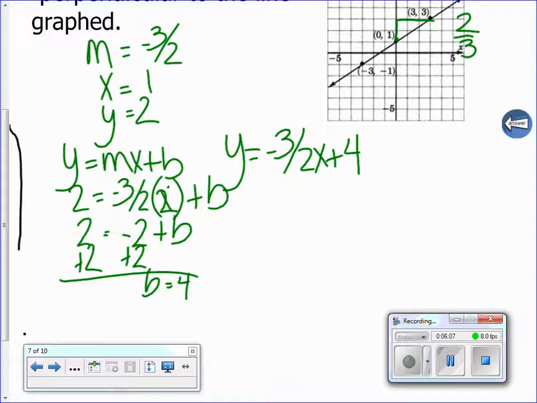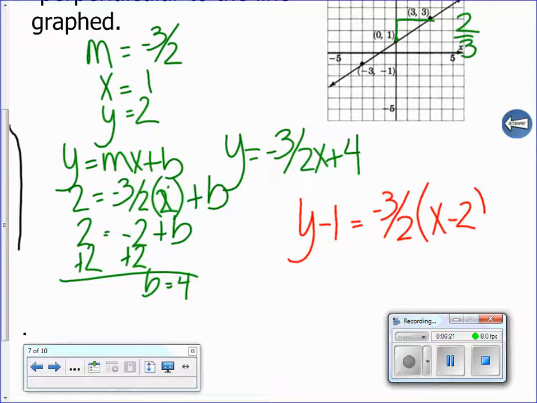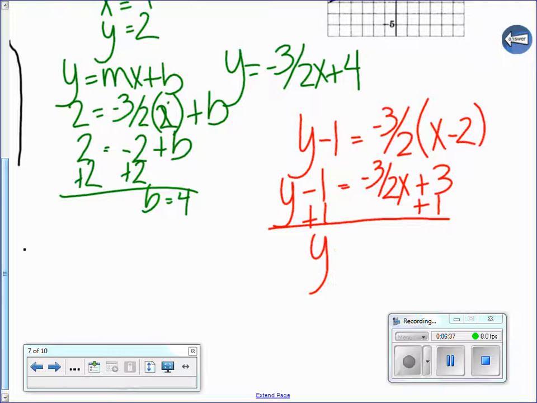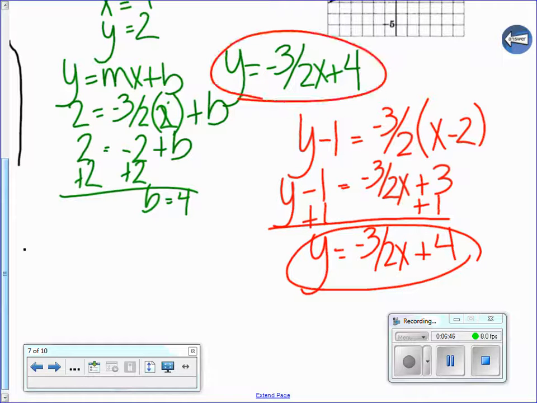And I'm going to do the same thing, except with my point slope form. So y minus 1 equals -3/2, which is m, times x minus 2. So y minus 1 equals, distribute, -3/2 x plus 3. Add 1 to both sides. And I get y equals -3/2 x plus 4. So same answer as the first one.